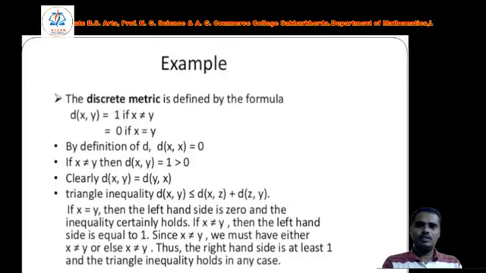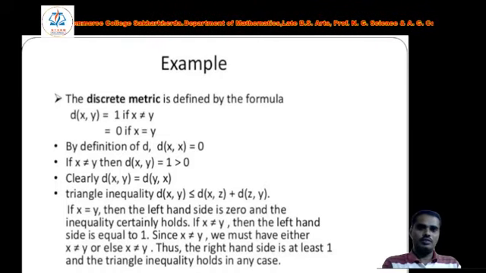If x is not equal to y, then the distance from x to y equals 1, which is greater than 0. Clearly d(x, y) equals d(y, x). Triangle inequality: d(x, y) is less than or equal to d(x, z) plus d(z, y). If x equals y, then the left hand side is 0 and the inequality continually holds. If x is not equal to y, then the left hand side is equal to 1.